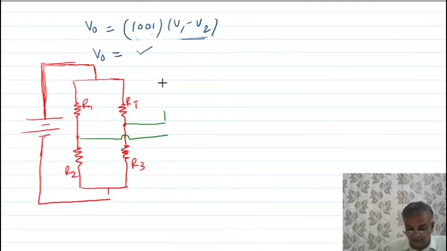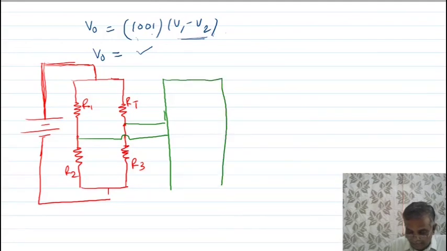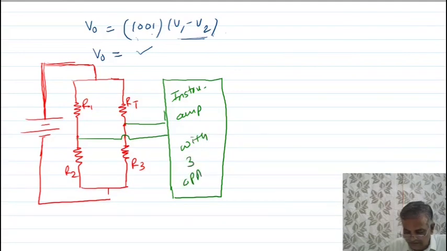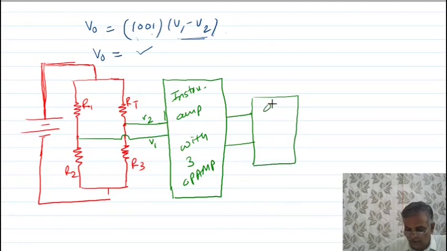And the output of this bridge is given to the instrumentation amplifier, the instrumentation amplifier with 3 op-amp circuit, which we have discussed. Say there is a V2 and V1, and this output of the instrumentation amplifier is given to the display meter or output device, or display unit. So this is the complete circuit of an instrumentation amplifier.